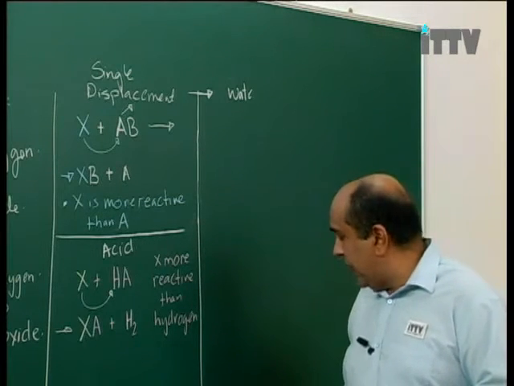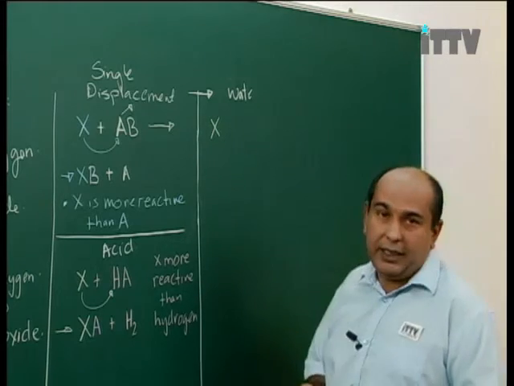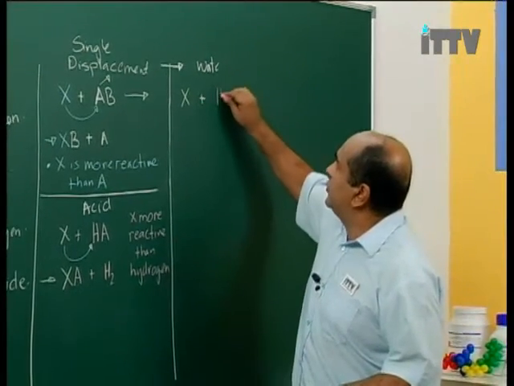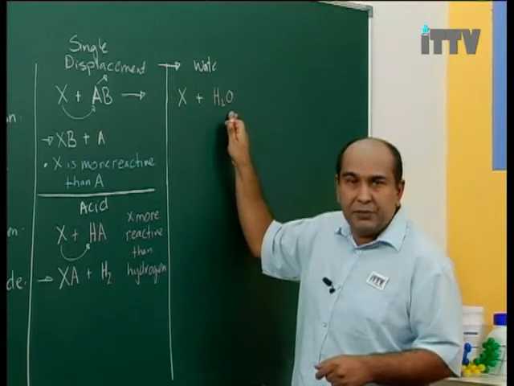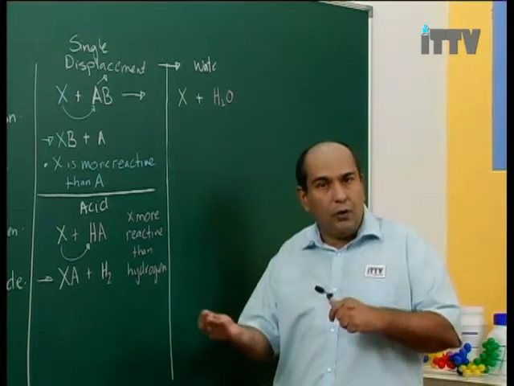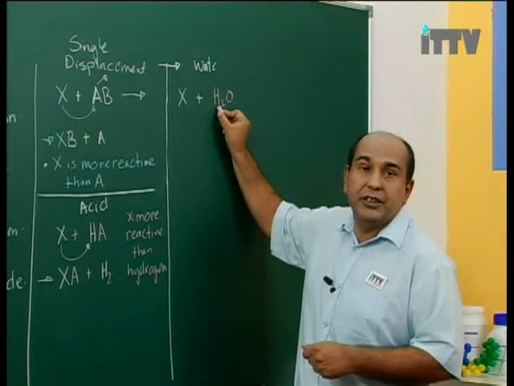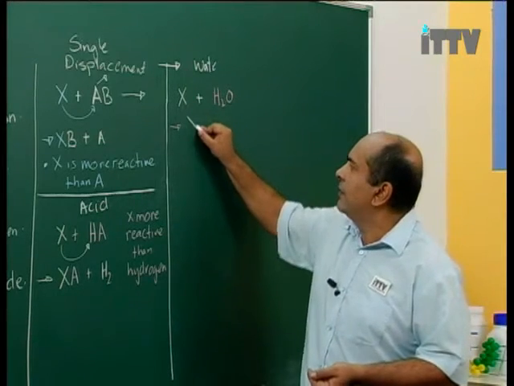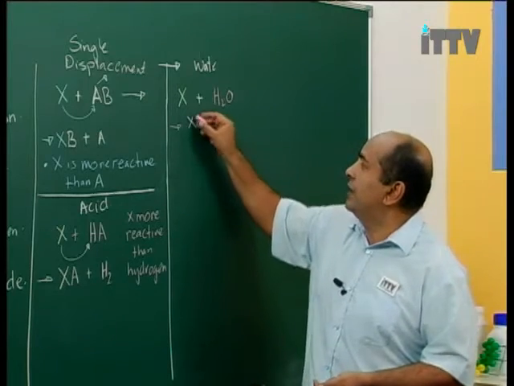Now let's do it like we did it just now. With all single displacements, we have an element reacting with the compound. So let's keep the element the same, X, and we are reacting with the compound. In this case, the compound is water, H2O. Now, if you were told normally that X is going to do a displacement with water, the problem we have is we imagine water to be H2 and O. So we imagine the X is going to displace the hydrogen and join up with the oxygen, meaning we would get a compound something like XO plus hydrogen.